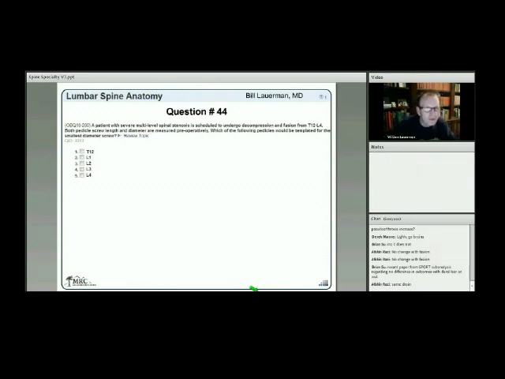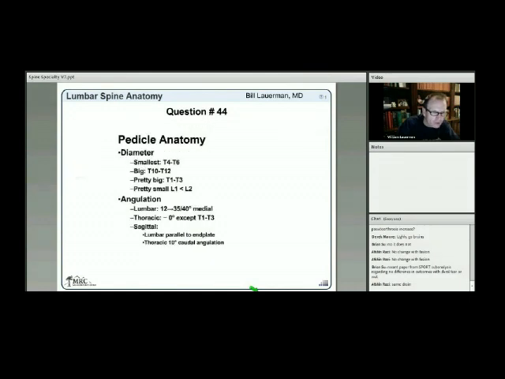Okay, a patient presents with severe multi-level spinal stenosis scheduled to undergo decompression and fusion from T12 to L4. Both pedicle screw length and diameter are measured preoperatively. Which of the following pedicles would be templated for the smallest diameter screw?